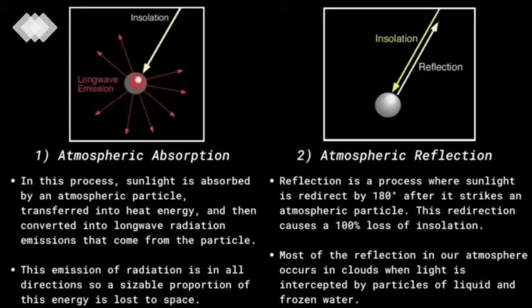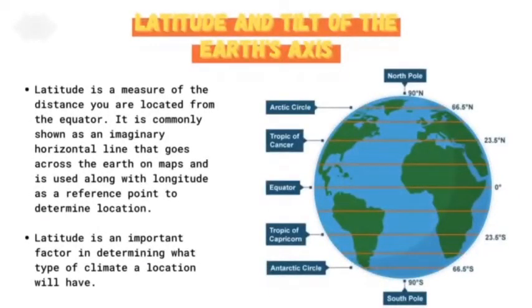Next, atmospheric reflection. Reflection is a process where sunlight is redirected by 180 degrees after it strikes an atmospheric particle. This redirection causes a 100% loss of insolation. Most of the reflection in our atmosphere occurs in clouds, when light is intercepted by particles of liquid and frozen water.